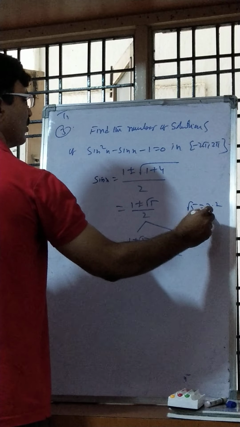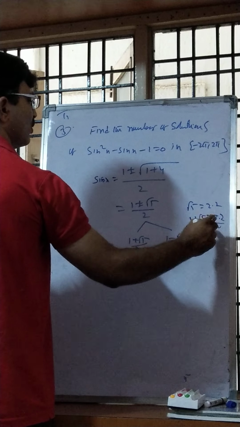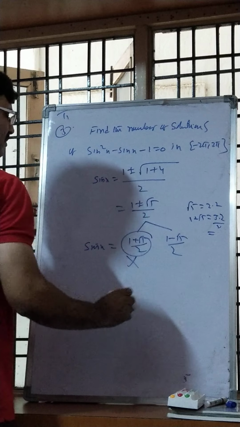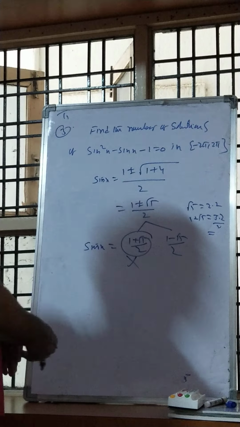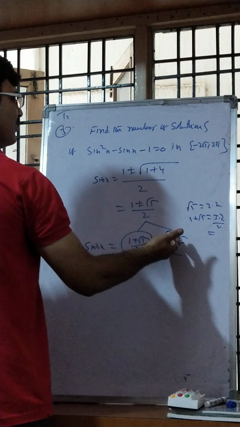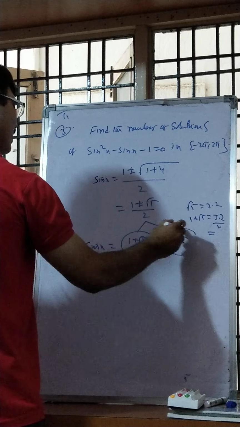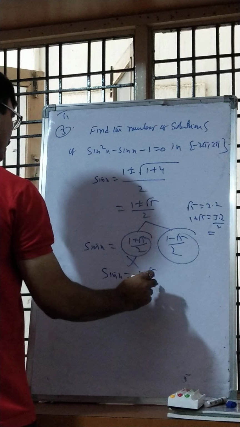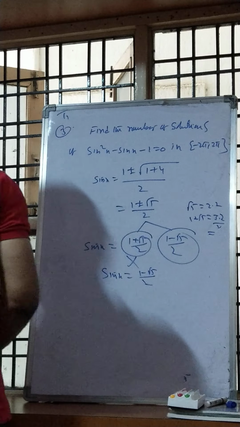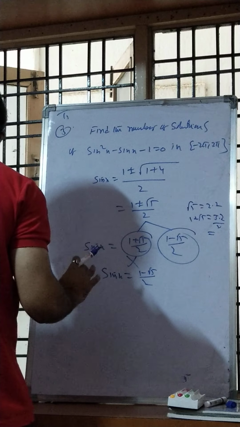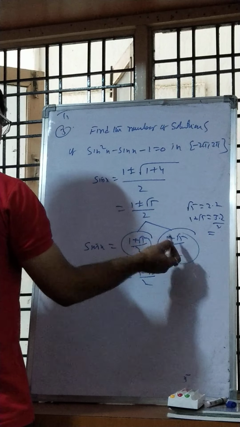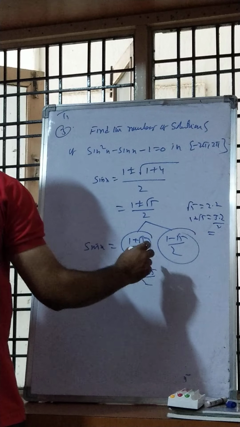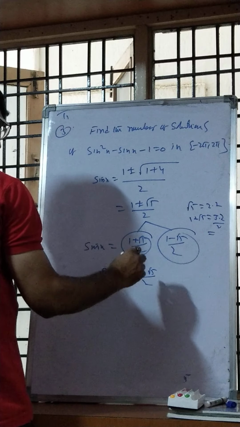1 plus root 5 means what? It is 3.2 divided by 2, which is more than 1. Not possible, right? Not possible. If you take 2.2 minus 1, substituting, 1.2 divided by 2, it is possible. So guys, remember 1 minus root 5 by 2, you can take like this. And also you have a right to say this one is not possible, leave it, and 1 minus root 5 by 2 is there.